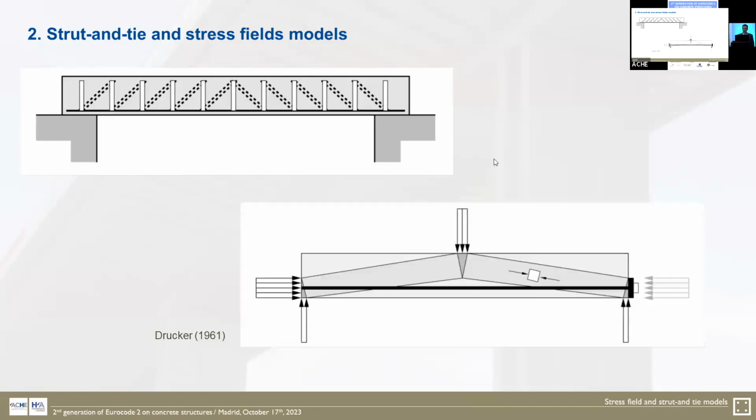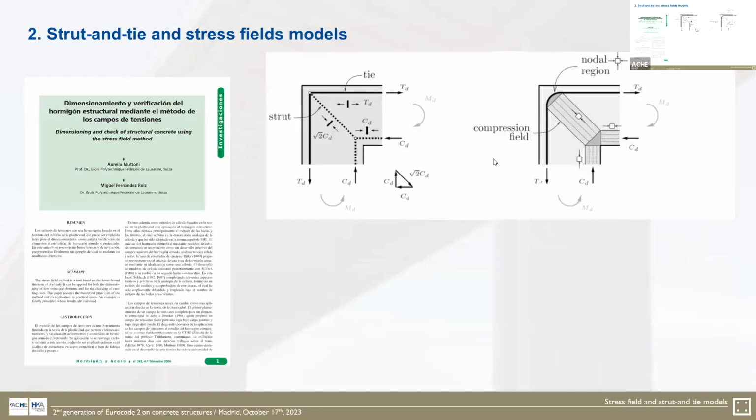On the contrary, stress fields were developed as an application of the theory of plasticity, formerly in 1961, and they were seen as limit analysis solutions. However, as you may see already in this picture, there are strong analogies, and in fact, they're not one solution or the other. The best is actually to work with both. Many years ago, we wrote a paper in Hormigón y Acero, by the way, in Spanish, where this possibility of working with both was identified as the best.